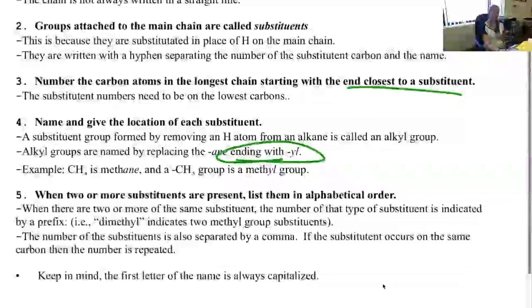And keep in mind the first letter of the name is always capitalized. So these rules may make absolutely no sense because we haven't looked at an example yet.